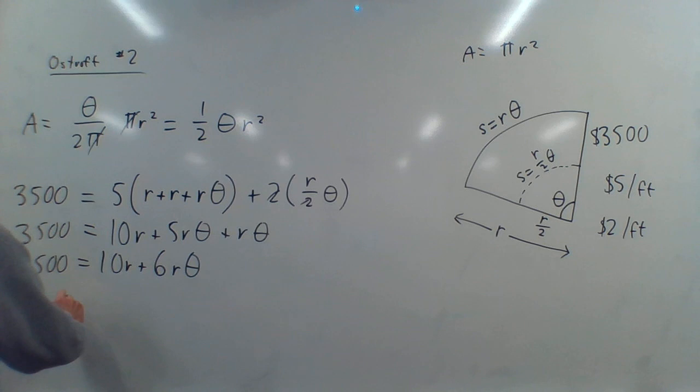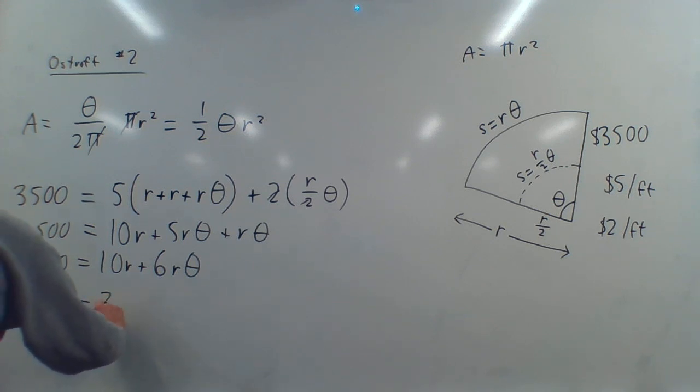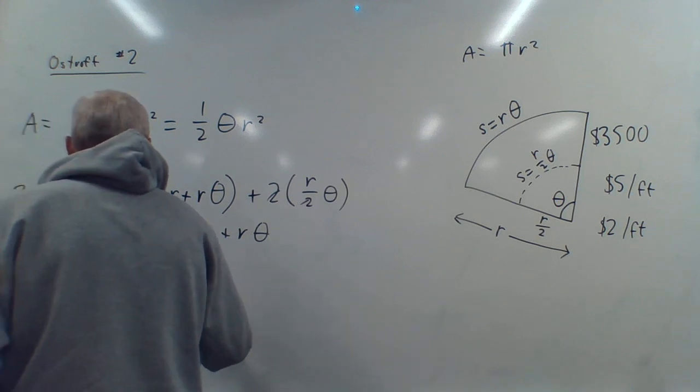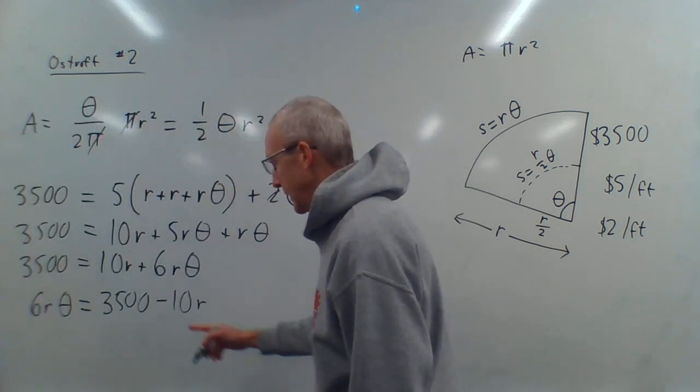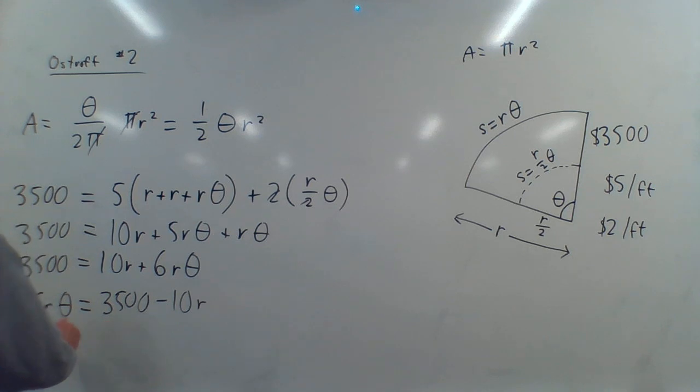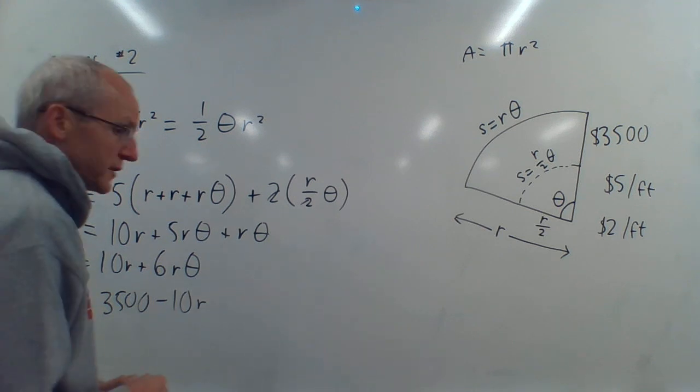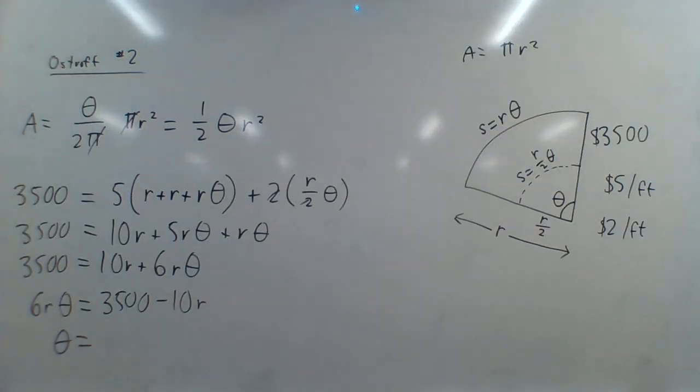6r theta is equal to 3,500 minus 10r. So divide both sides by 6r. So theta is equal to, what's 3,500 divided by 6?